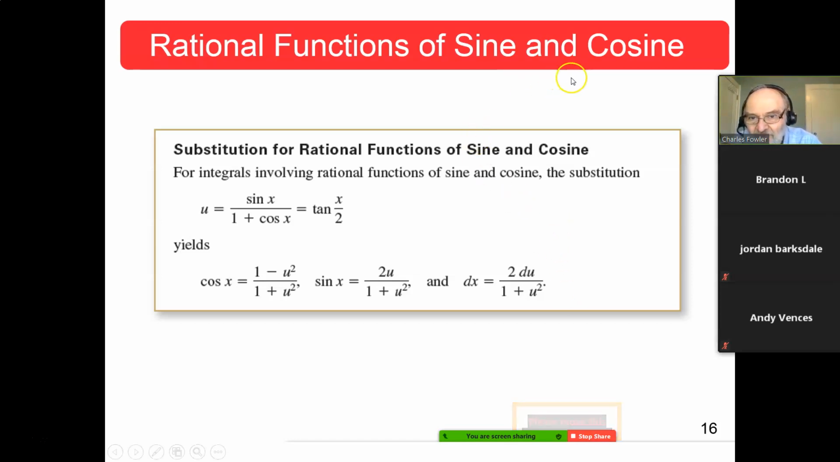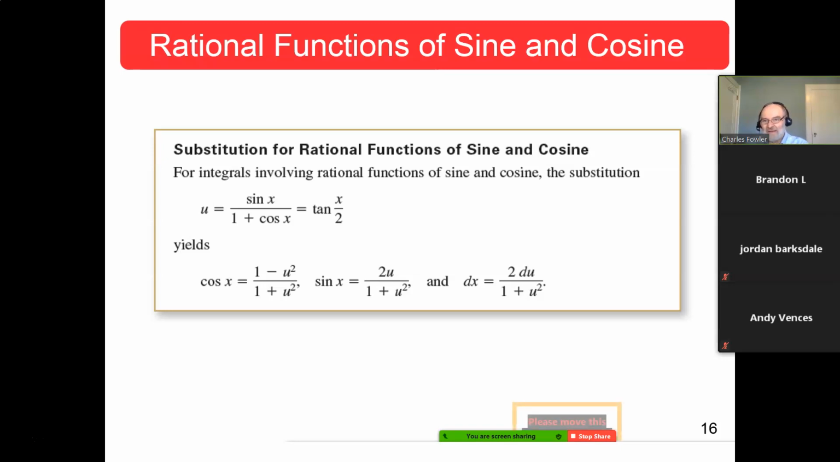Here is the substitution for rational functions of sine and cosine. For integrals involving rational functions of sine and cosine, the substitution is u equals sine x over 1 plus cosine x. Okay, this is simply a half angle identity. I don't usually memorize these half angle identities. Look them up and you see this is exactly what it is.